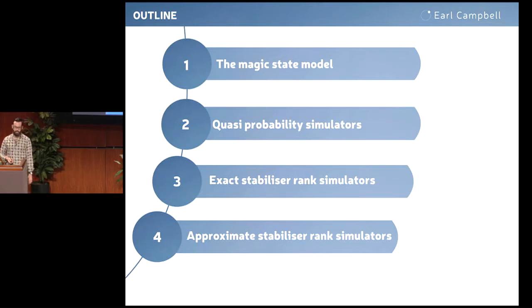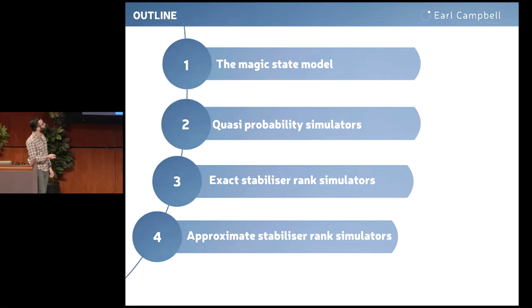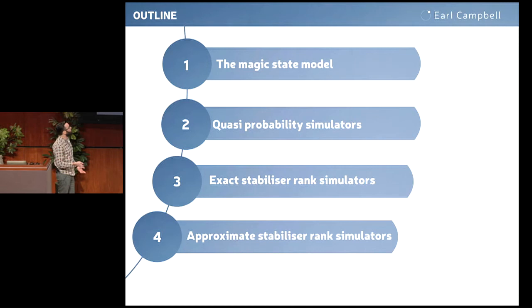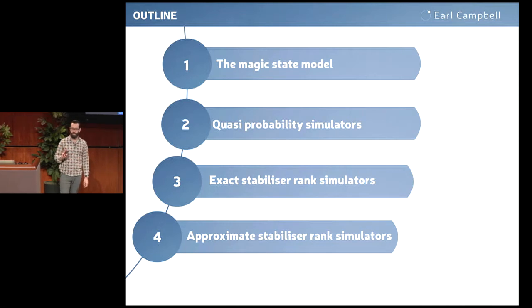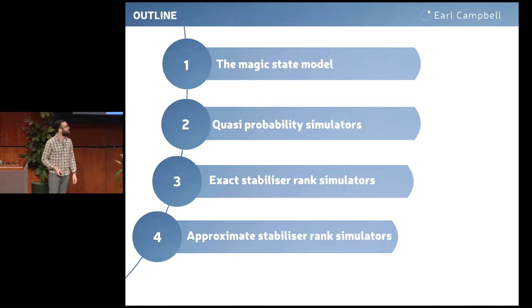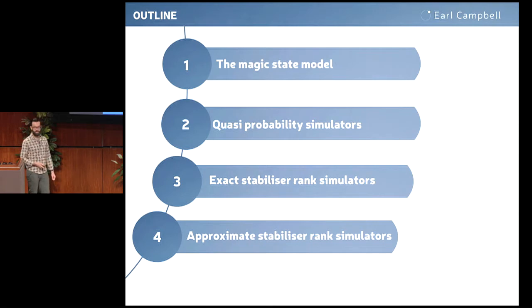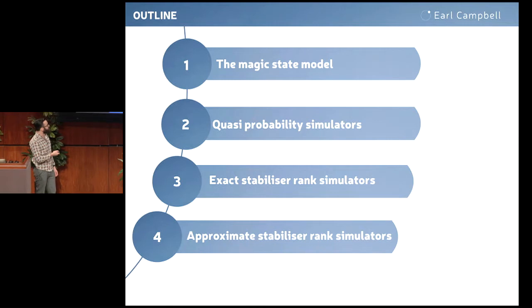So this is the structure of my talk. I'll give you some background material on what I would call the magic state model of computation, or the stabilizer model of computation. And then three sections that describe three different types of simulators. The first kind of simulators are going to be quasi-probability or Monte Carlo simulators. And the next two are kind of similar. You might group them together even, because they're both going to be stabilizer rank simulators. But the thing that differentiates them is that one is going to be exact and the other one's going to be approximate.